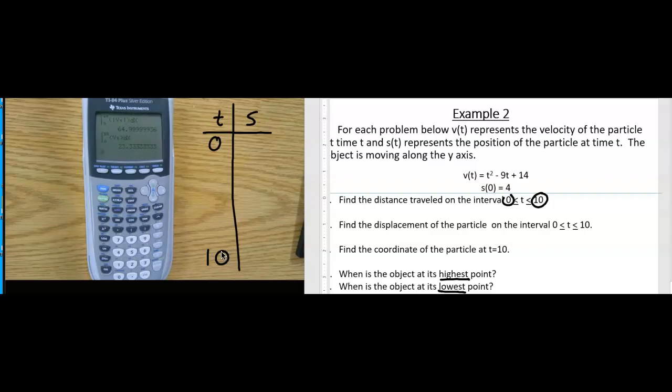I need to know, where does s prime equal 0? Well, s prime is equal to v. So I really want to know, when does v equal 0? Now there's 2 ways you could do this. You could do it by hand by setting your velocity function equal to 0 and solving. This one actually will factor, just so you know, so you could do this one by hand. But I want you guys to know how to do it on a calculator.